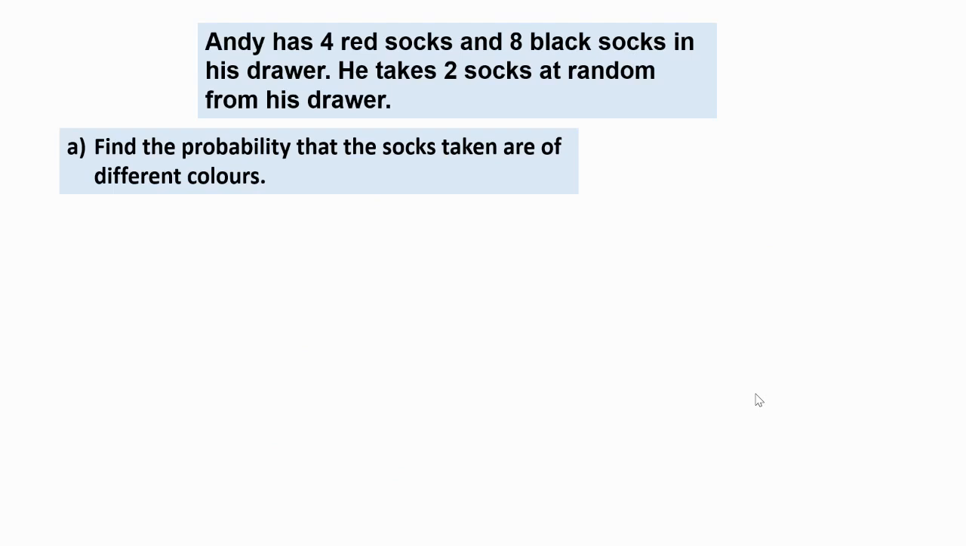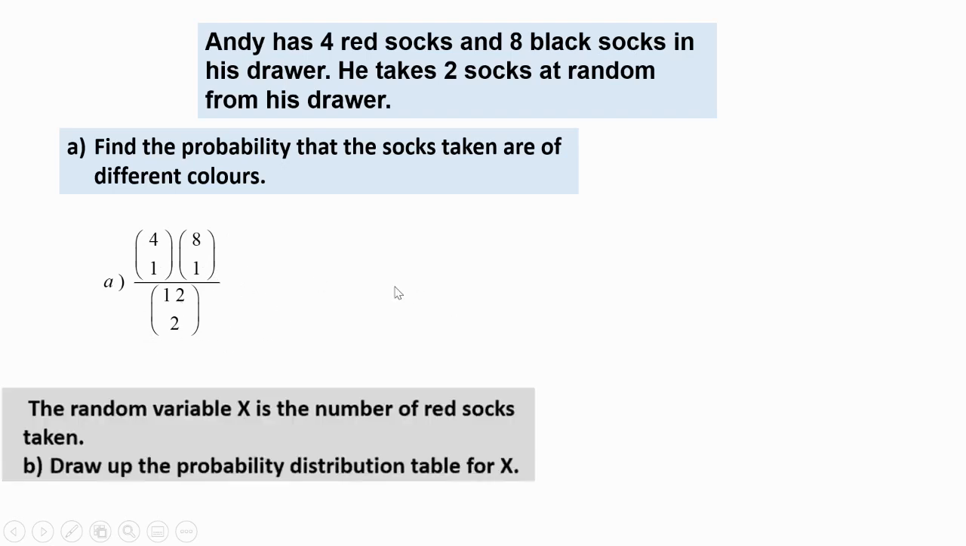Okay, what is more likely to be asked is, let's say they give us some kind of situation. So this is: Andy has 4 red socks and 8 black socks in his drawer. He takes 2 socks at random from his drawer. Find the probability that the socks taken are of different colors. So I see this as hypergeometric, which you could do as hypergeometric. So the idea is he's taking 1 red sock and 1 black sock, out of 12 choose 2. So my solution for that would be, I just chuck that into my calculator.